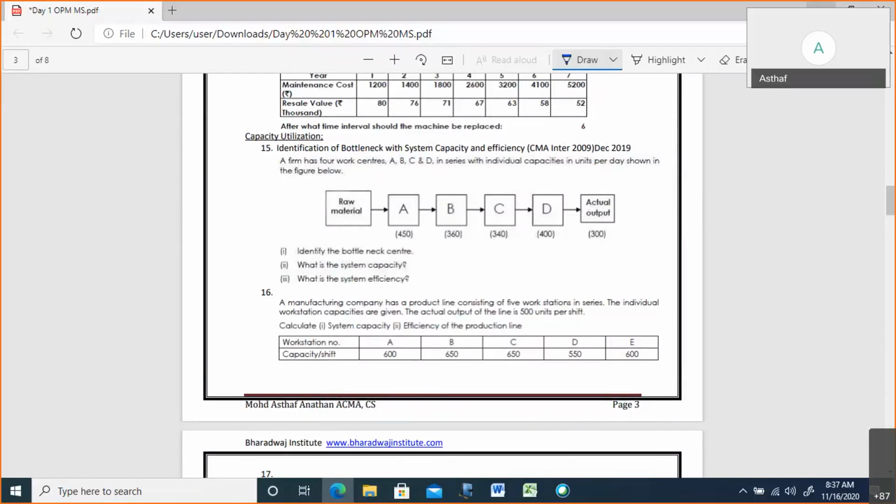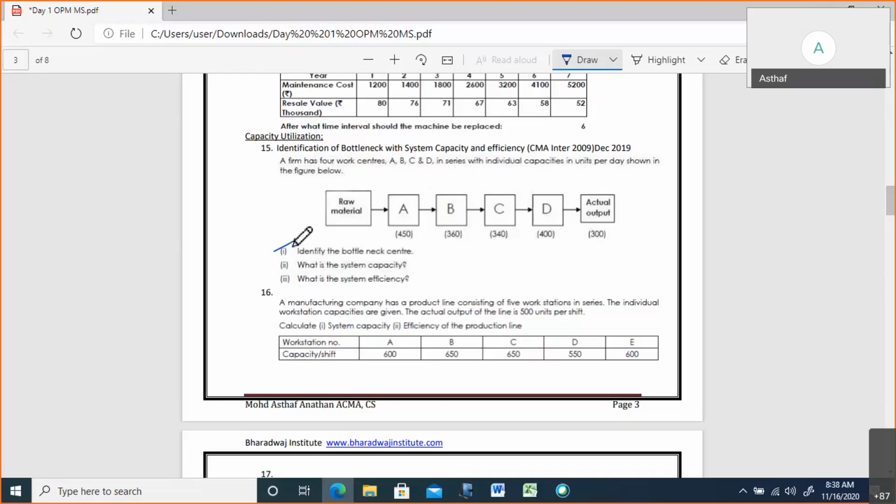A firm has 4 work centers A, B, C and D which have individual capacities given below. A, the capacity is 450, B is 360, C is 340, D is 400. Actual output is only 300. First they were asking, what is the bottleneck center?